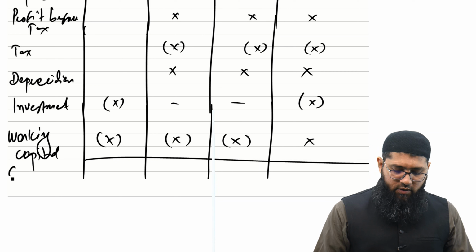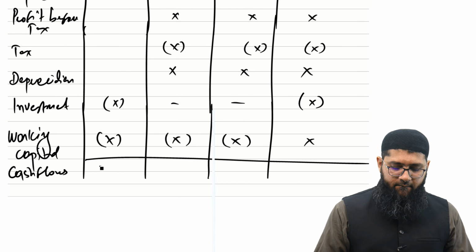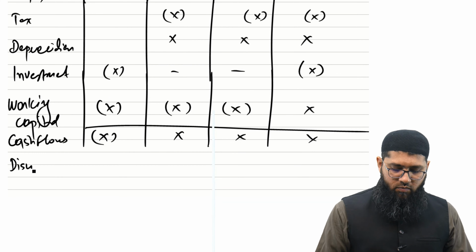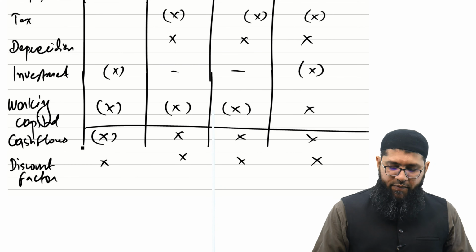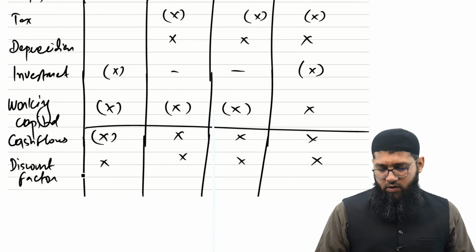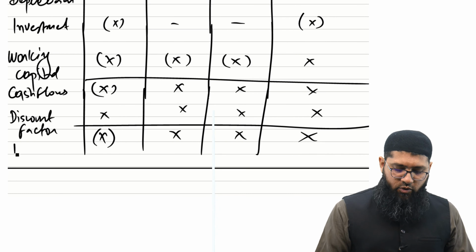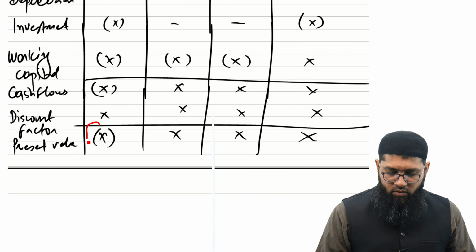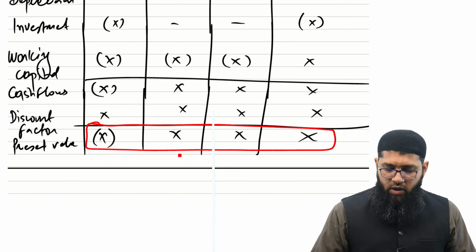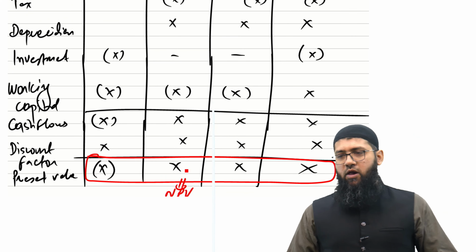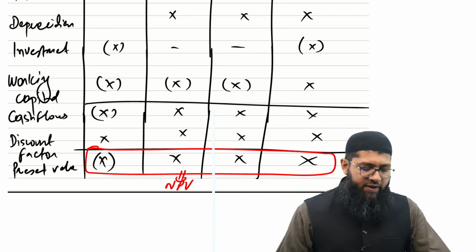At the end, you have got cash flows, the discount factor, and then what happens is that you get present value, and the sum of all these present values would give you NPV, the net present value.